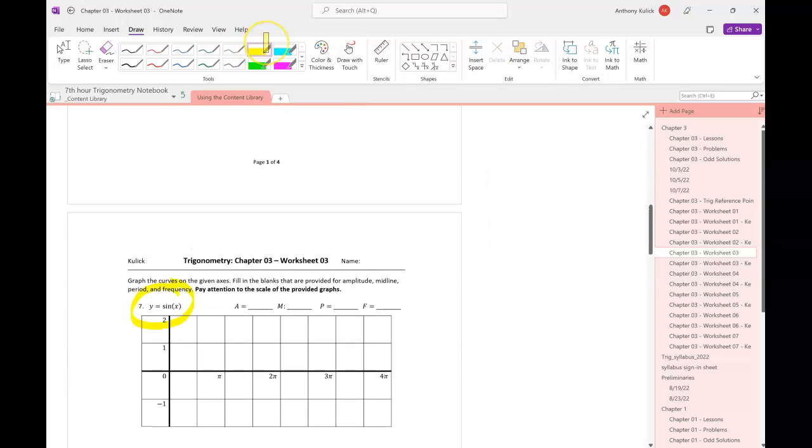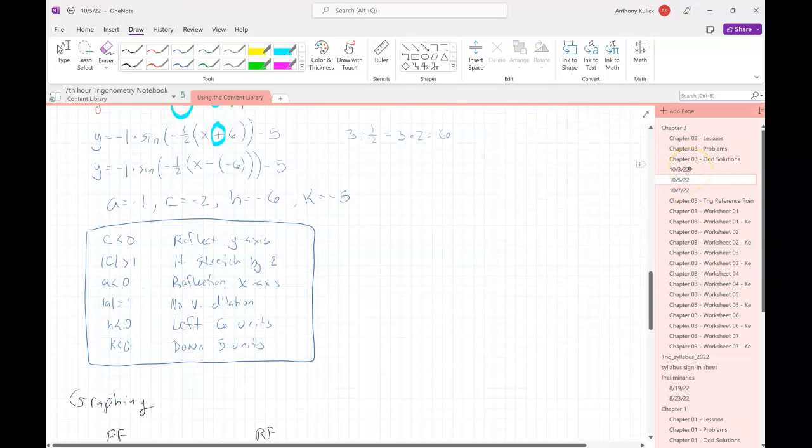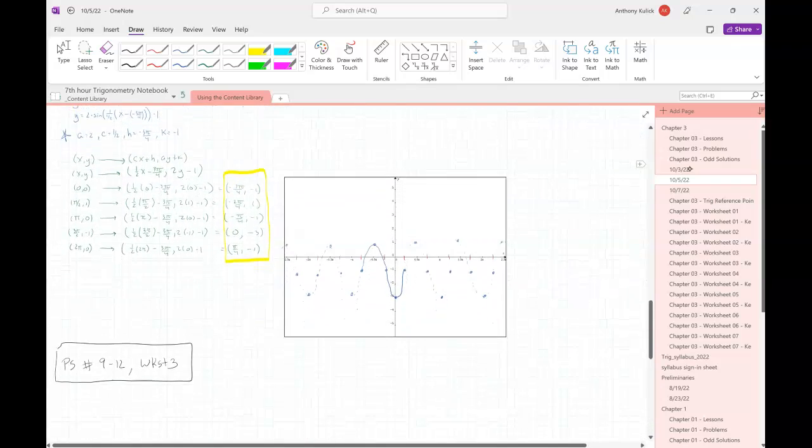Is you're graphing this. So you're using the parent function, the transformations, just like we did in the notes. Yeah. So just like we did here in this example, Cheyenne.